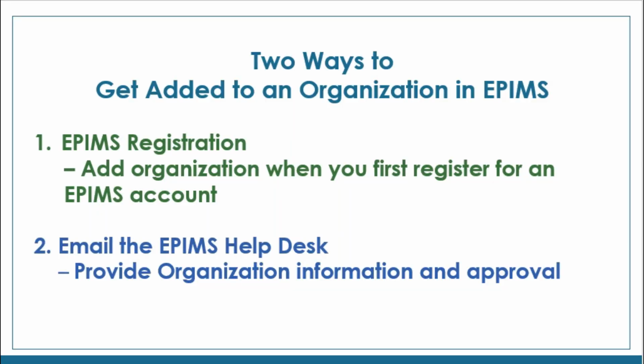The second way to be associated with an organization is if you already have an EPIMS account and would like to be associated with an organization. Send an email to the EPIMS Help Desk at epimshelp@wildlife.ca.gov. When you email EPIMS Help, please provide an approval from the organization that you can be added. You can also request that a representative of the organization email the EPIMS Help Desk and indicate your name and email and that you should be added to their organization.